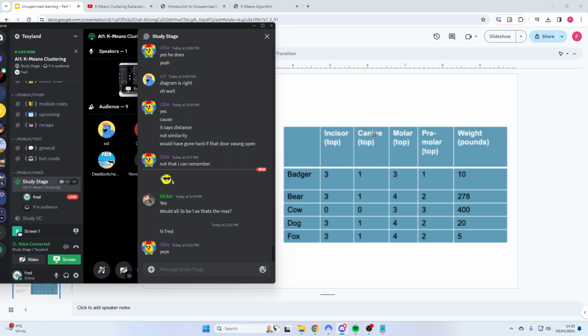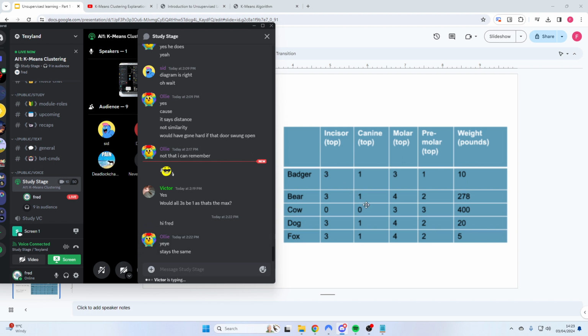Okay. K9, what about this one? Yep, exactly the same. It's already scaled between 0 and 1. 0 is the minimum, 1's the maximum, nothing's going to change. What about molar?